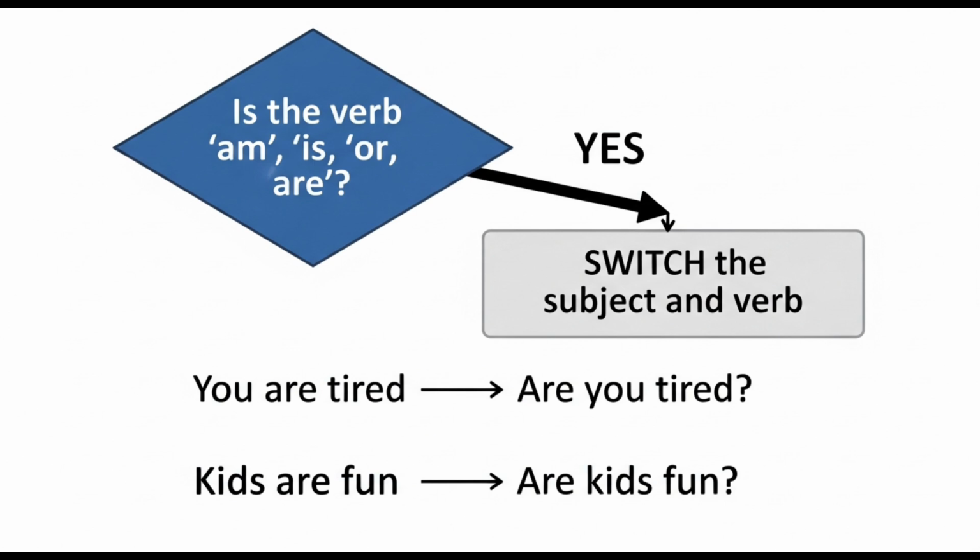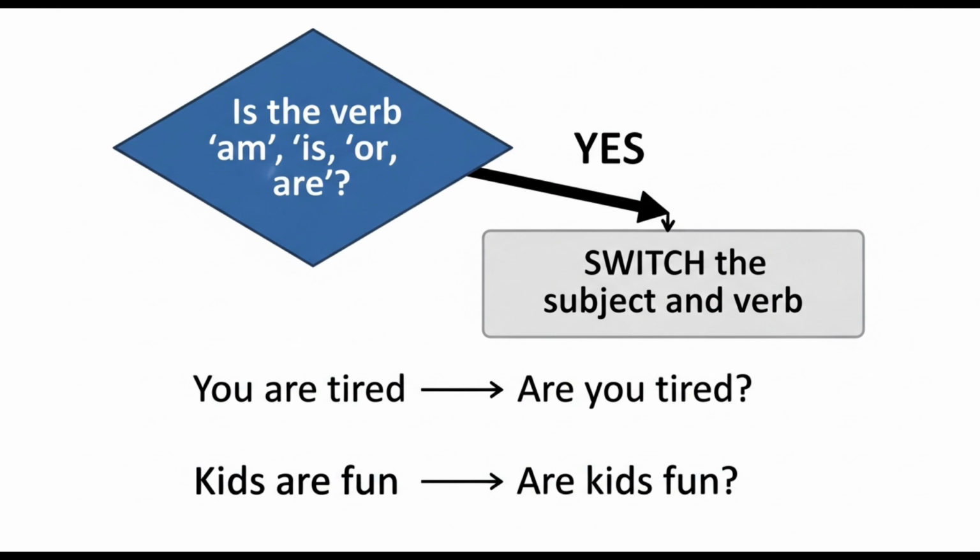Here's another example. Are kids fun? So the statement would be, kids are fun. Are is a be verb. You switch them. Are kids fun? Or imagine I want to know about your friend. Your friend is a doctor. When we switch, it turns to the question, is your friend a doctor? Be verbs are the easiest because you just switch the subject with the verb, so the switch is easy.